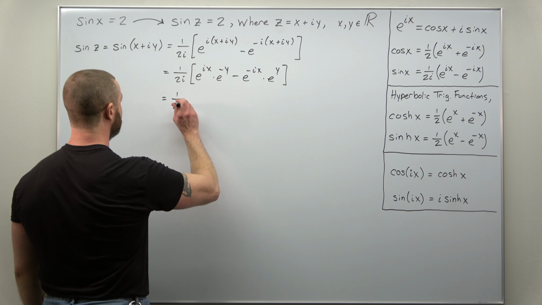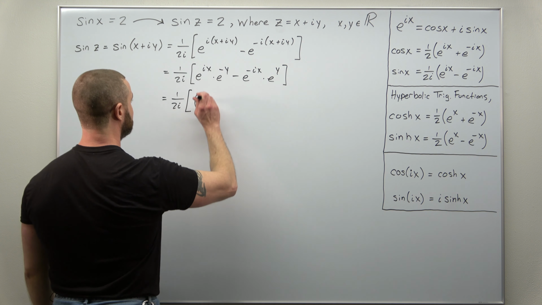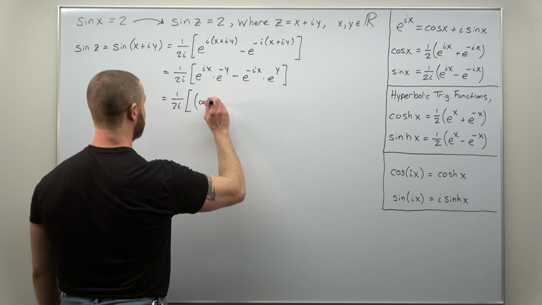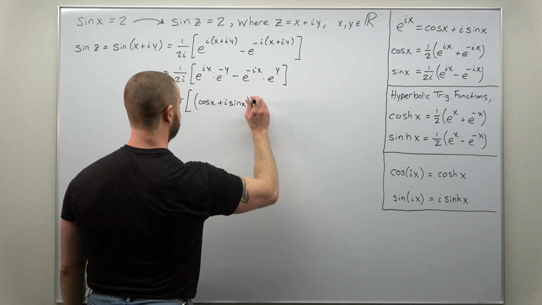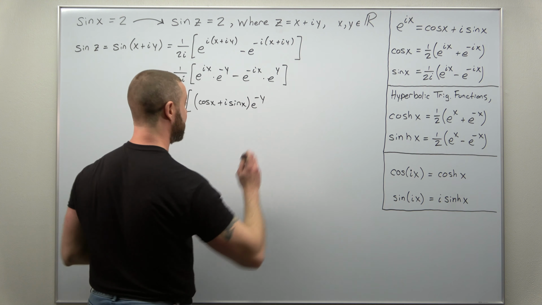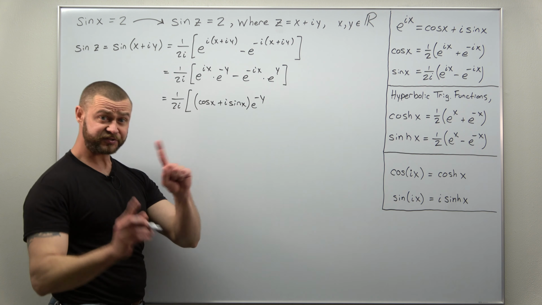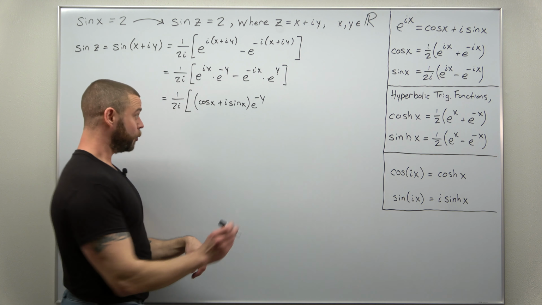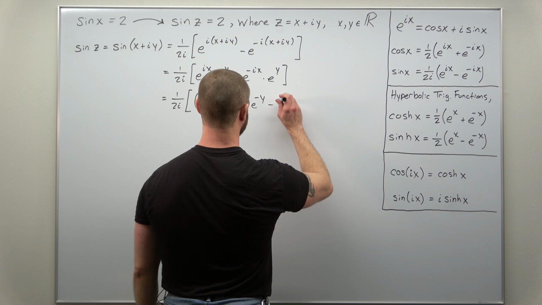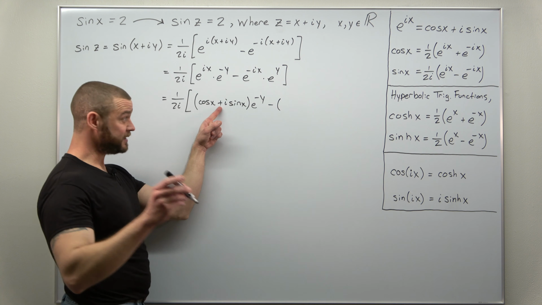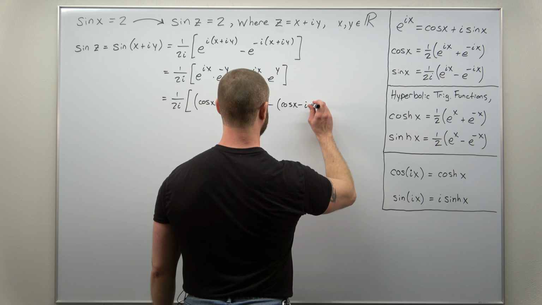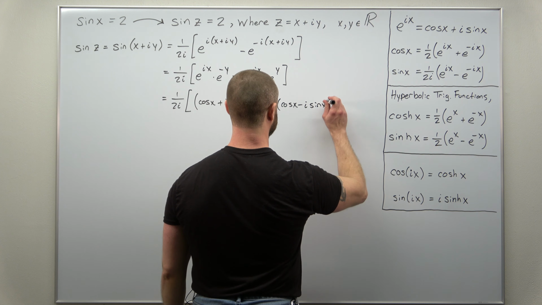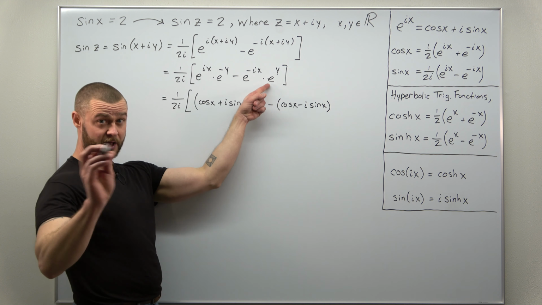We have 1 over 2i. And now applying Euler's formula, we get cosine of x plus i sine of x, and that's times e to the negative y. We have minus, and then apply the related Euler's formula, changing the plus between to a minus. So minus, and then in parentheses, cosine of x minus i sine of x. And that's multiplying e to the y.